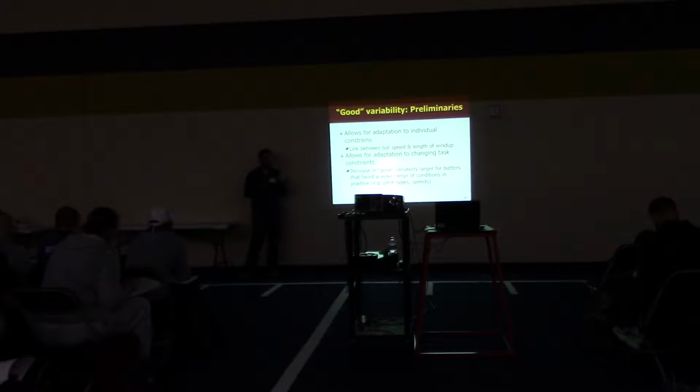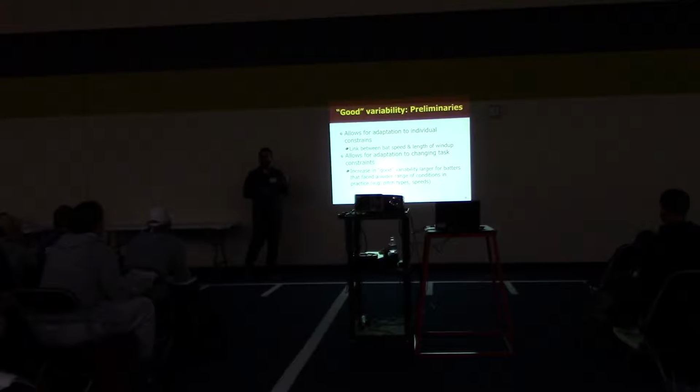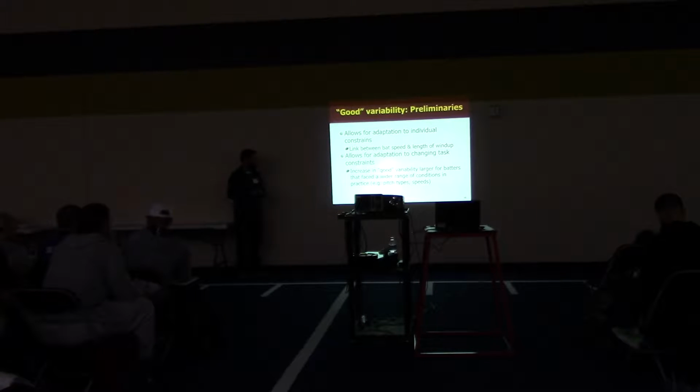So what we do is we measure for each batter the maximum bat speed they can produce. What you find is that's strongly related to the length of their leg kick, the wind-up, right? If your bat's a little bit slower, you don't want a really long wind-up, right? So there seems to be some adaptation there, okay? So I think there's some initial evidence of this idea of good variability, this variability that's not taking you away from your performance goals, okay?